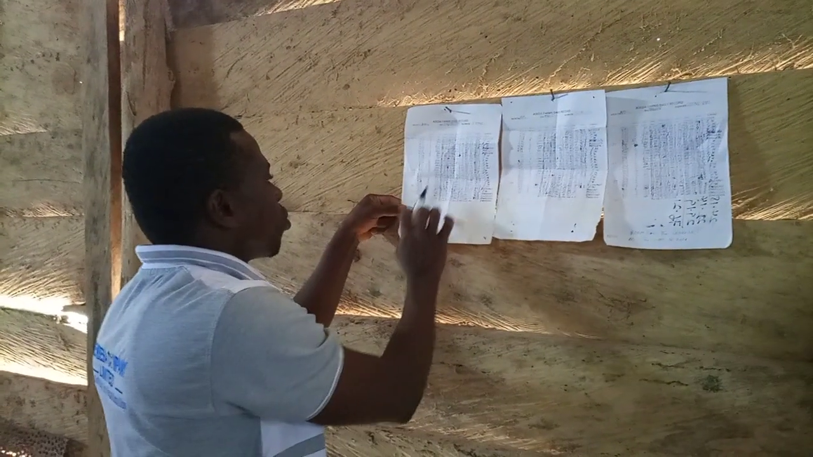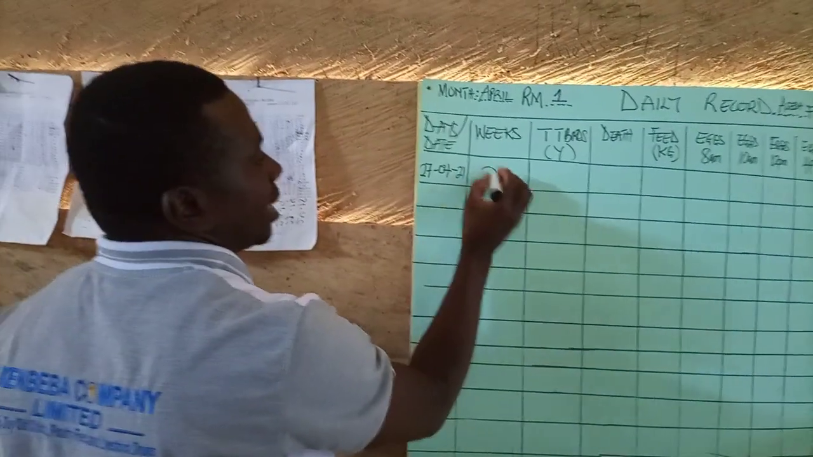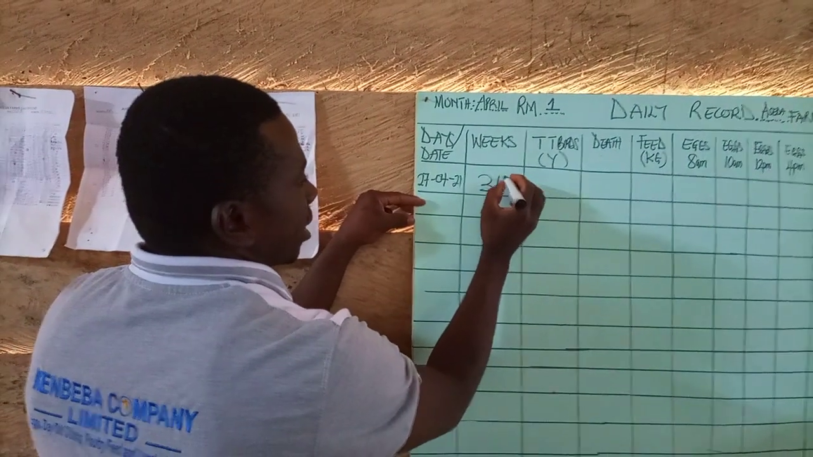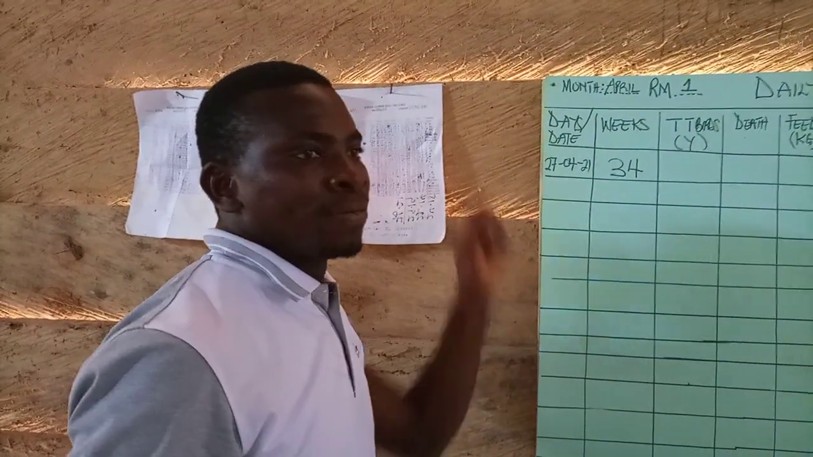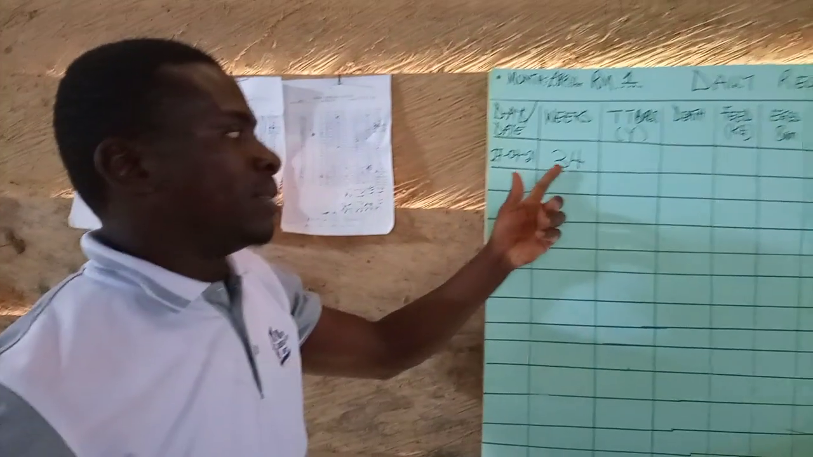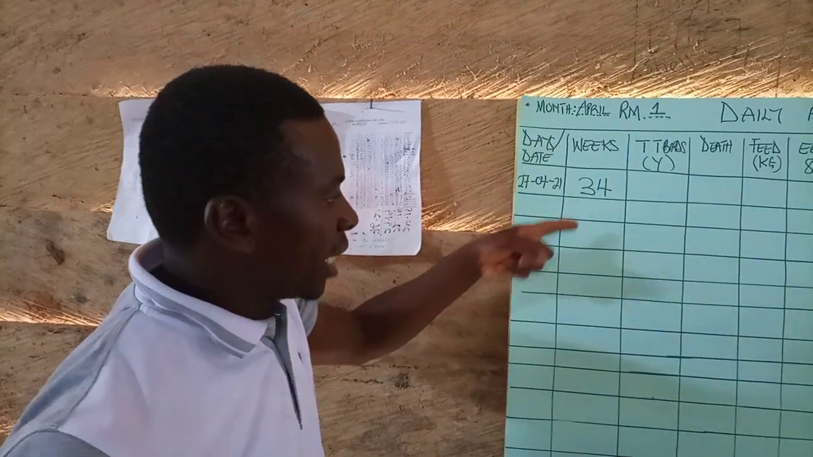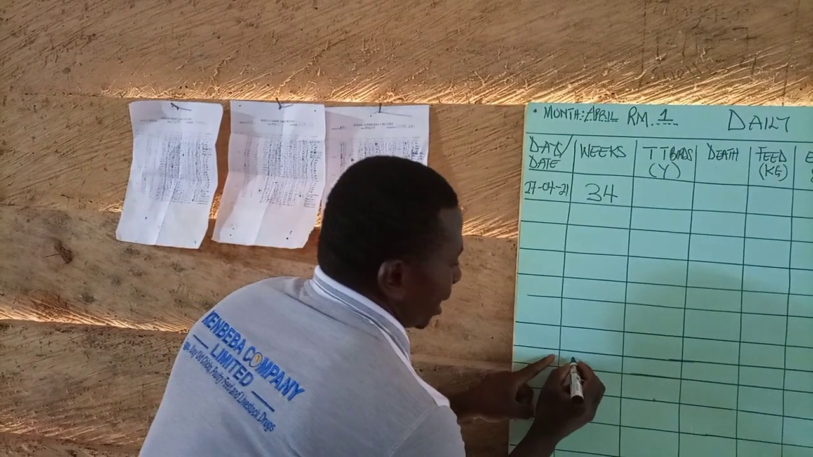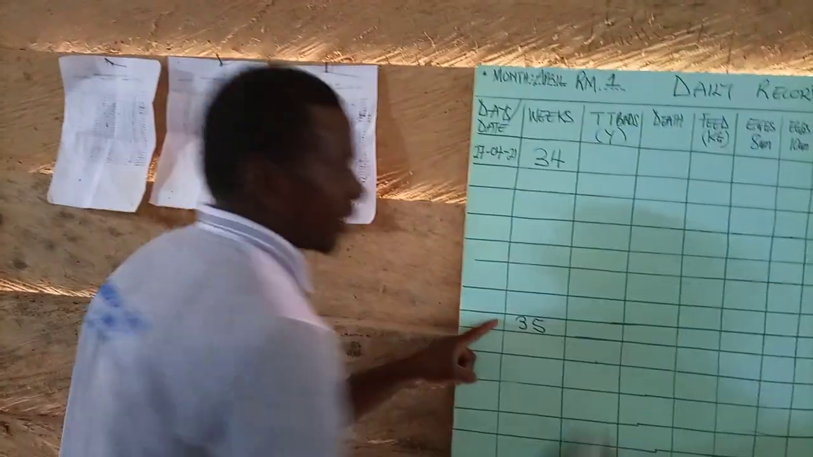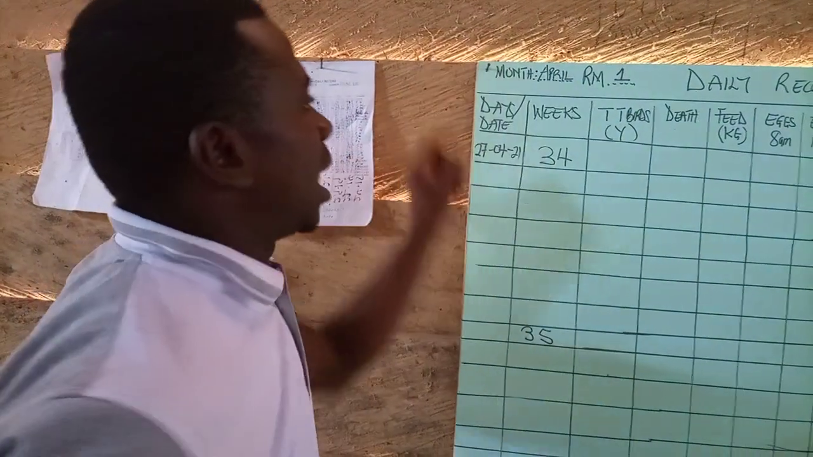In Aseda Farms, room 1, they are in their 34th week. So you write here 34 weeks. If next week they are going into their 35th week, you count 1, 2, 3, 4, 5, 6, 7, so on the 7th day, that is their 35th week. So that is how it goes.